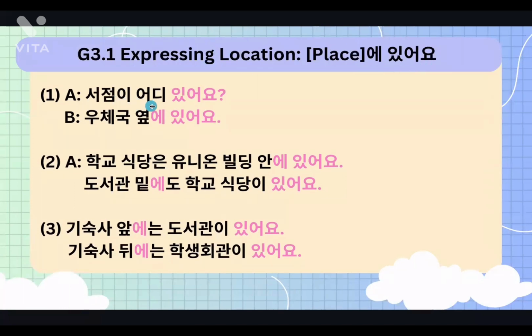A says, 서점이 어디 있어요? B said, 우체국 옆에 있어요. 자, look at the other example sentences. A said, 학교 식당은 유니온 빌딩 안에 있어요. 도서관 밑에도 학교 식당이 있어요. And number three, 기숙사 앞에는 도서관이 있어요. 기숙사 뒤에는 학생회관이 있어요. So all these sentences finish with 있어요.